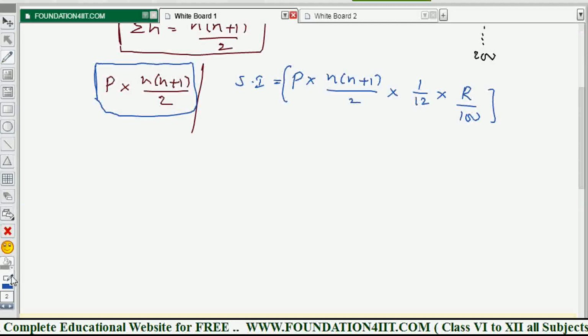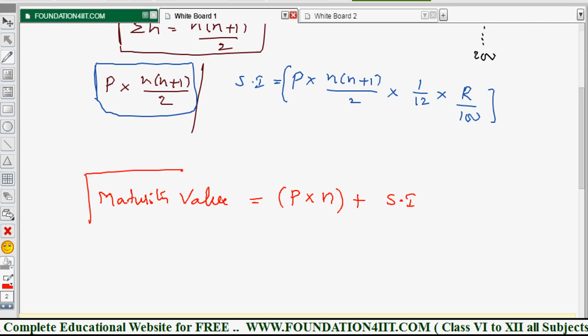Therefore, if you want to find out the maturity value, along with the deposit amount, the simple interest should be added. Every month is rupees P, for a total of n months. If it is 12 months at 200, that means 12 into 200, so 2400. This is the total deposit amount plus the simple interest. So this is for maturity value.